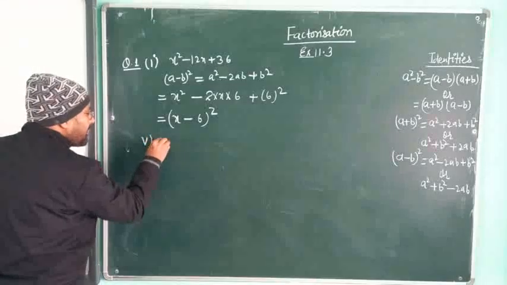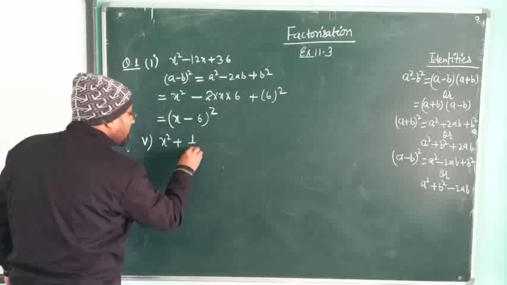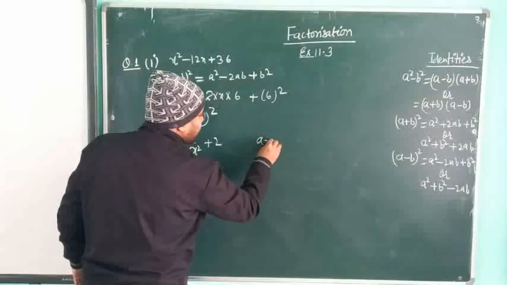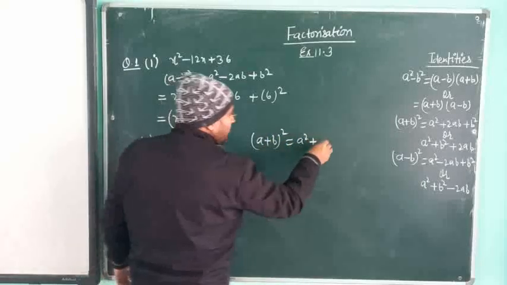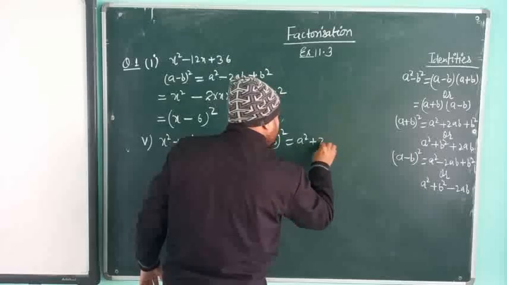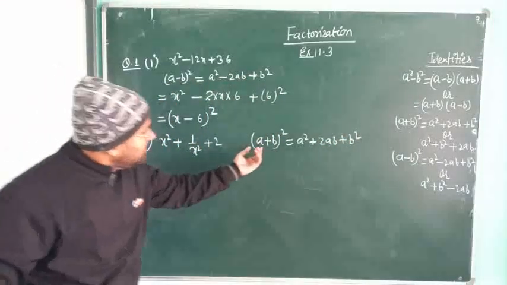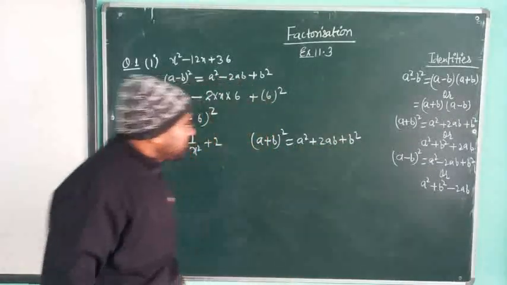It's the fifth part: x square plus 1 by x square plus 2. This is based on the identity (a plus b) whole square, that is a square plus 2ab plus b square.